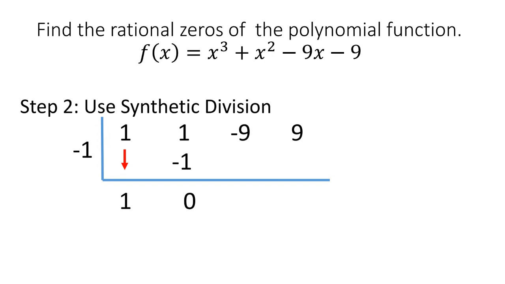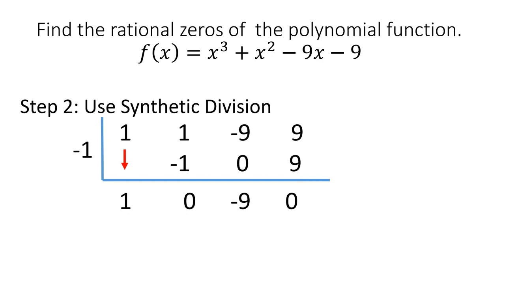So we bring down our 1. Negative 1 times 1 is a negative 1. 1 minus 1 is 0. Multiply negative 1 times 0. Negative 1 times 0 is 0. So 0 minus negative 9 is a negative 9. Negative 1 times a negative 9 is a positive 9. And again, I did do the math right. I just didn't write it.